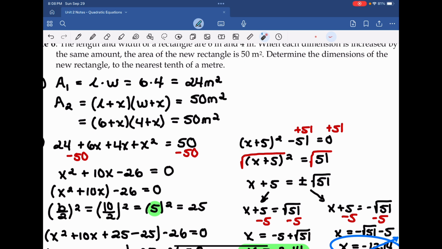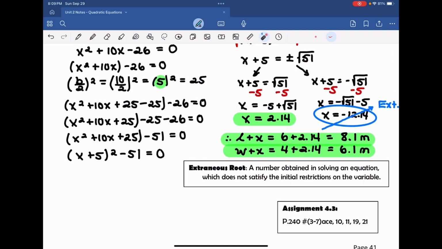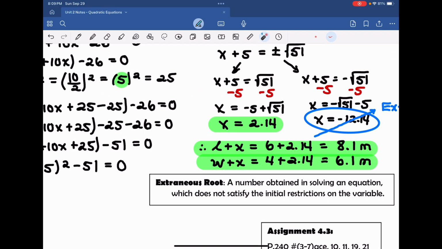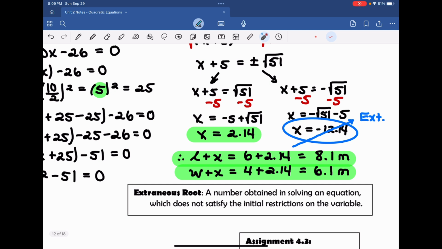It might steer you back right to this 50 meters squared, but in actuality, a negative value here for a length and a negative value here for a width is not going to satisfy an area because we can't have negatives in real life. There's no such thing as going back on a measurement unless we're talking about it being like left or right in orientation, which is more of a physics problem at that point. So keep it simple: if it does not satisfy the initial restrictions on the variable, meaning it has to fit the context of the problem, then we're going to cross it out and write extraneous because it does not fit those restrictions.